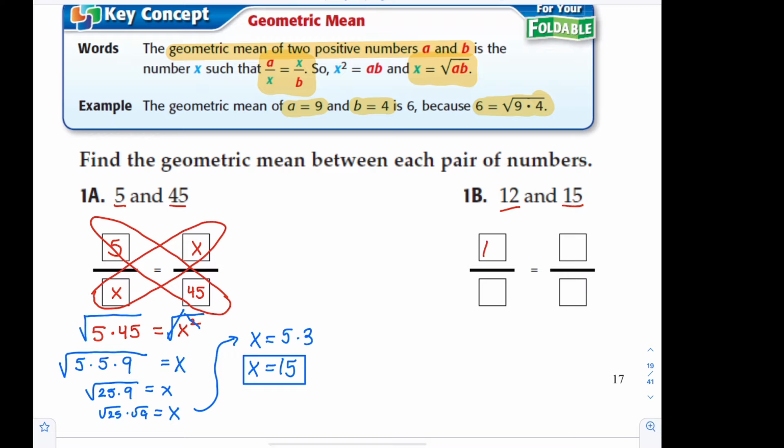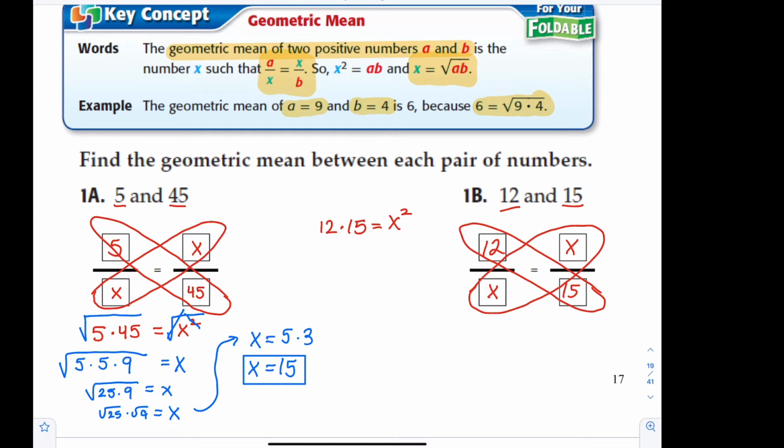We'll do this again for 12 and 15. We place 12 and 15 on the top and the bottom of the different ratios respectively, and x being our geometric mean, the thing that is the same in both ratios in the proportion, we set one on top and one on the bottom. When we cross multiply this situation, again we're going to get x squared equals the product of 12 times 15.